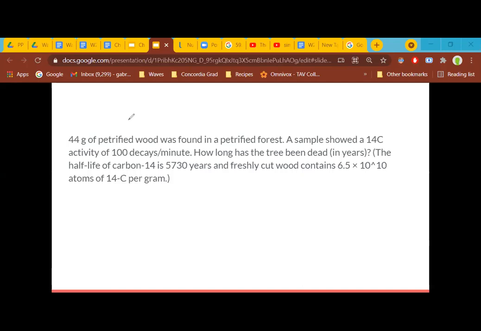So then you can find out, based on how much carbon a tree has normally, how much it's lost over how much time, and that much time is how long the tree's been dead for. That's what we mean by carbon dating.